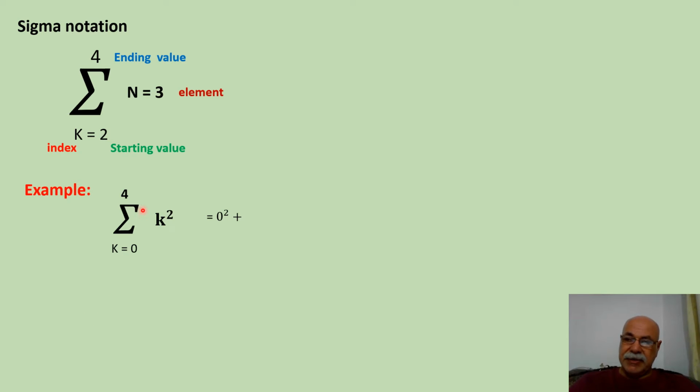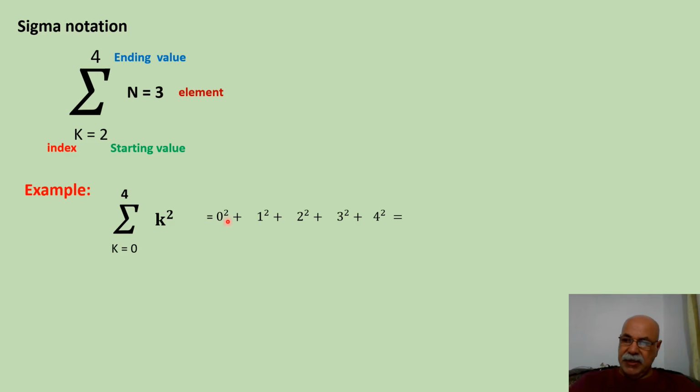Starting with k equals 0: 0 square plus 1 square plus 2 square plus 3 square plus 4 square. That is 1, 2, 3, and 4, because we start from 0, so there are 5 elements in total. That's why we start like this.